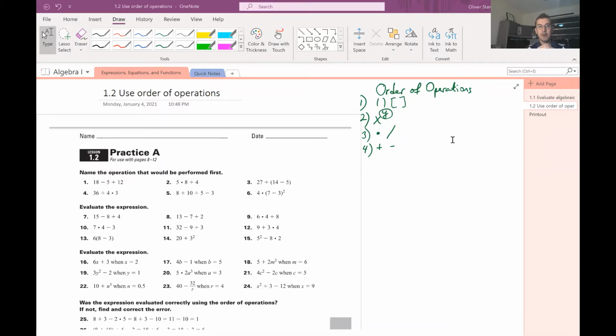When you have an algebraic expression, first, you always have to do the computations within parentheses or straight brackets. Then you do the powers. Thirdly, you do the multiplication or division, always left to right. And then finally, you do addition or subtraction, always left to right.